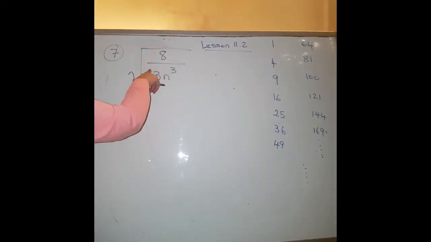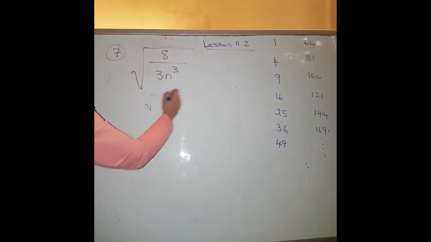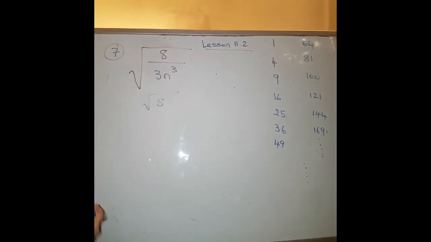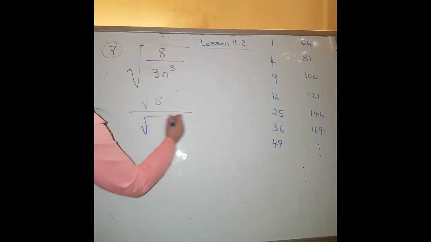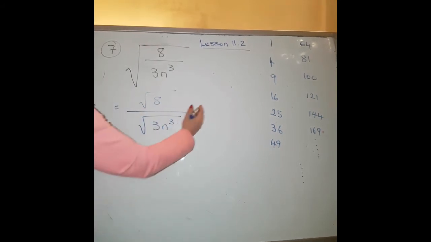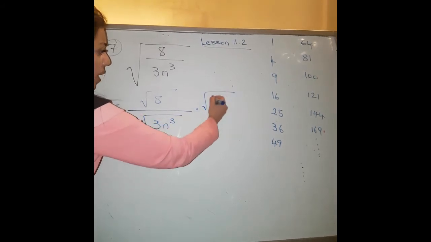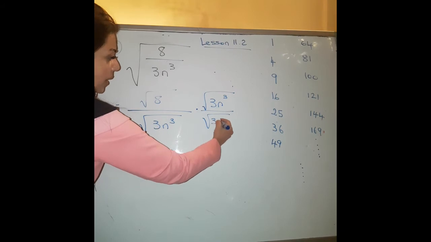Our last example is a fraction inside my radical. The first thing I do is I split them. Radical 8 over radical 3n to the third. What do I do for me to rationalize? I multiply with radical 3n to the third times radical 3n to the third.